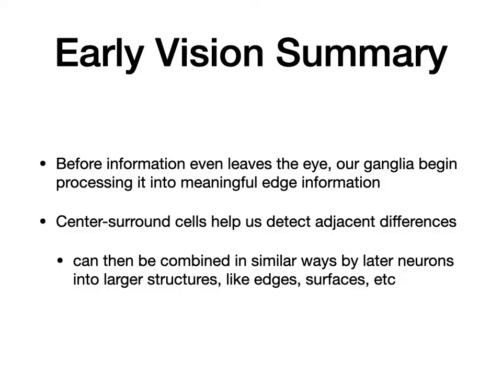So, early vision. Before the information even leaves the eye, the ganglia start processing it into these meaningful edges, right? And these center surround cells help us detect adjacent differences, which then, going up, can be combined in similar ways by later neurons into larger structures, edges, surfaces, more complex shapes like faces, like eyes, like teeth. A lot of things on faces. Human social stuff is pretty important to our brains. But yeah, that's early vision. This is how shapes start to take form as they move from light patterns into our brains.